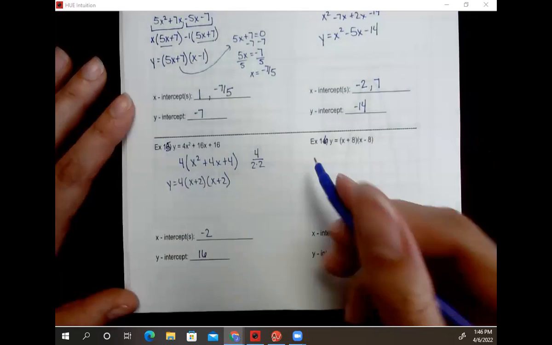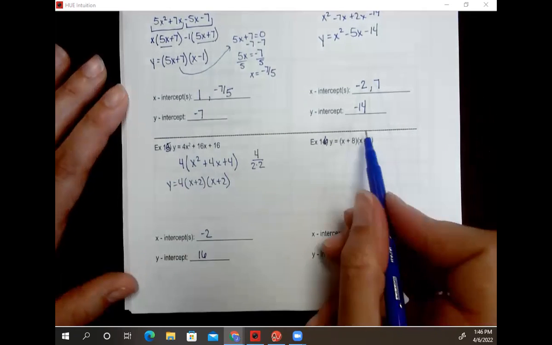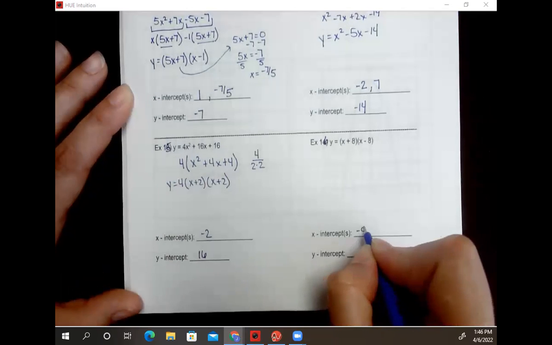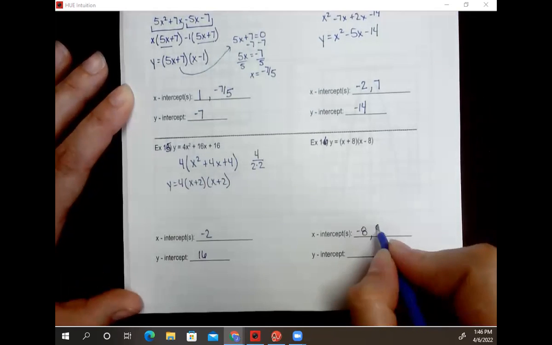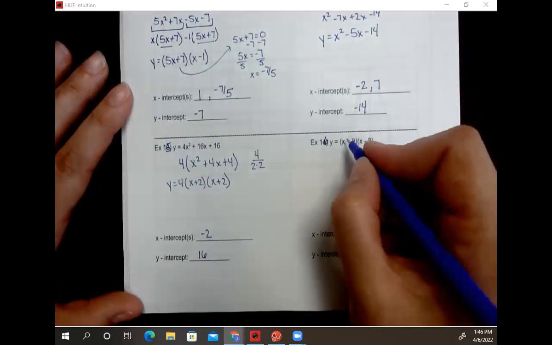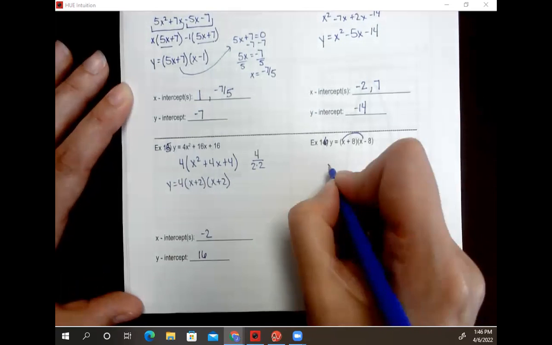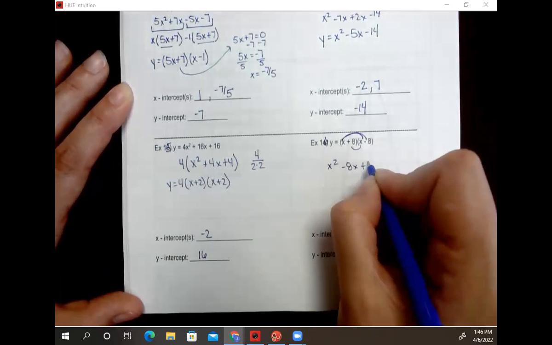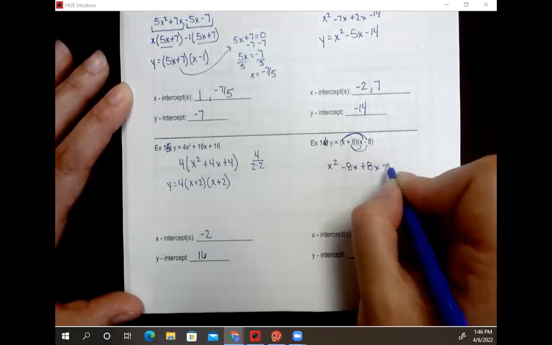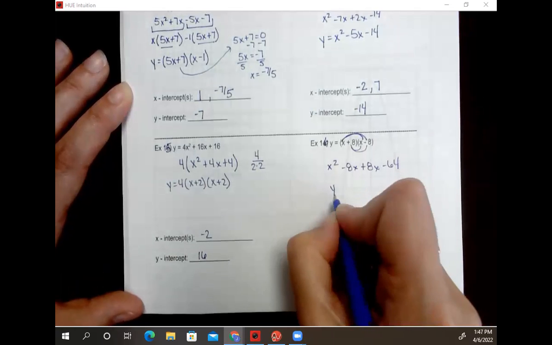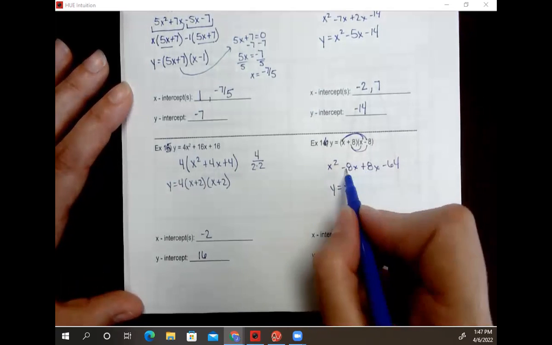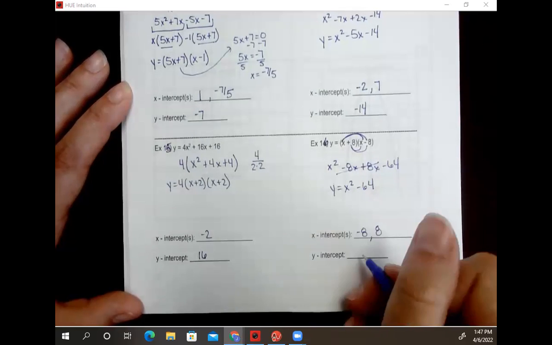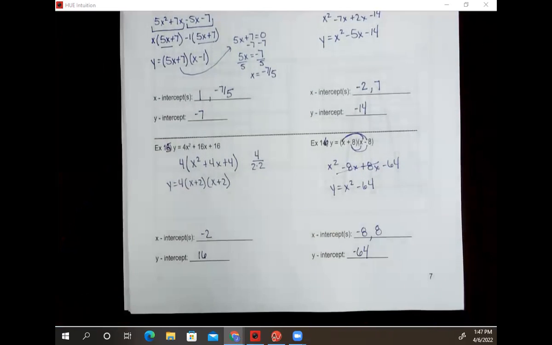And then finally, for 14 part 2, we're starting in factored form. So I know my x-intercepts would be -8 and +8. To find our y-intercept, we're going to distribute to get standard form. So this would be x squared minus 8x plus 8x minus 64. When I combine like terms, I have x squared minus 8x plus 8x, which means I've got no more x's, minus 64. So my y-intercept is -64.